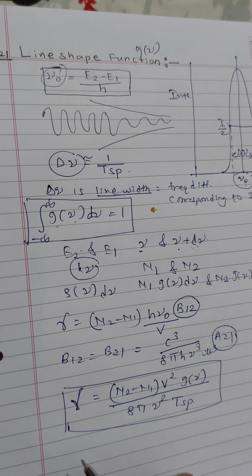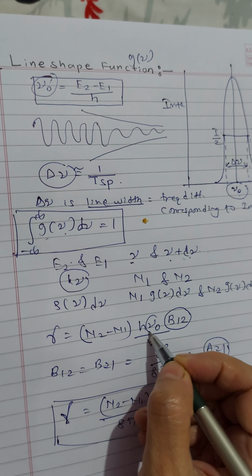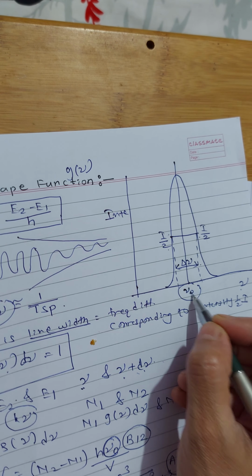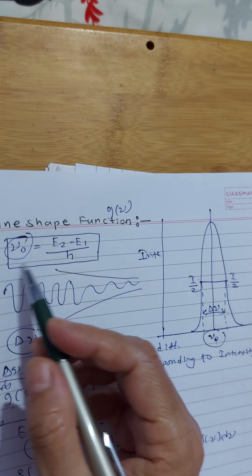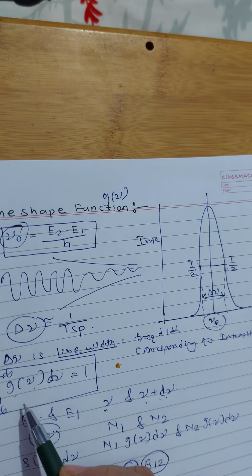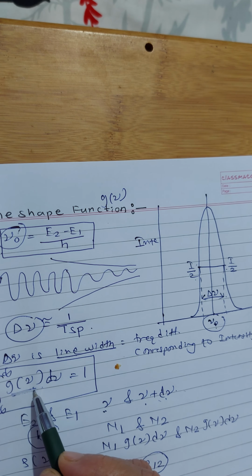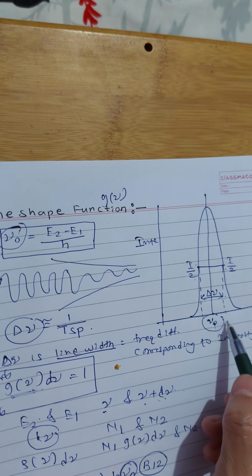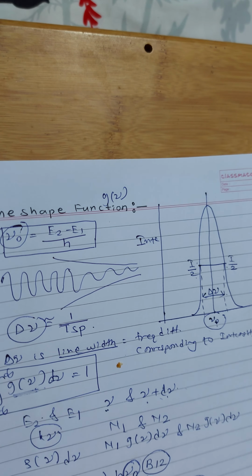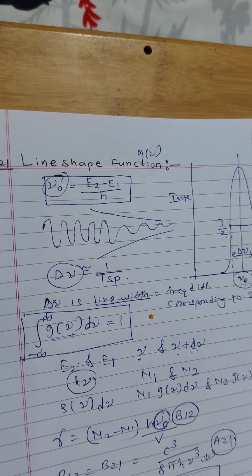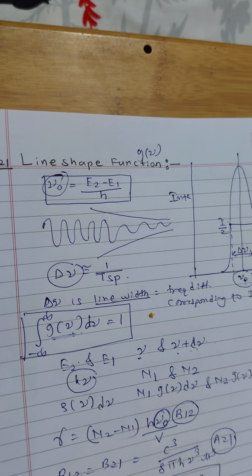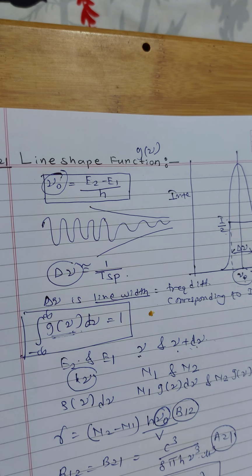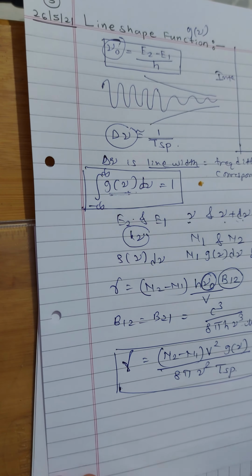Fine. And this nu 0 is basically the central frequency, which is shown over here in my line shape function. The line shape function is g of nu, where nu is the frequency given over here and nu 0 is my central frequency. That's what this small topic wants to convey. Now we'll move towards again a very small but very important topic, which is population inversion.